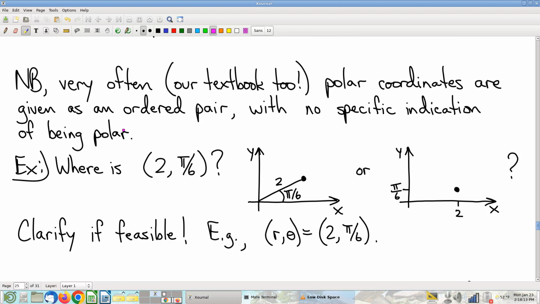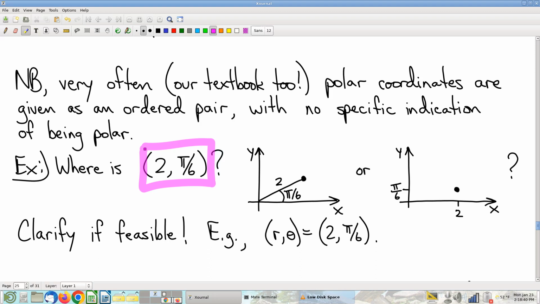Another annoying feature of having a second coordinate system is now you have to be clear from here on out which coordinate system you're using when you write a list of coordinates. So here, 2 comma pi over 6, and if I just casually, in doing some work, just write 2 comma pi over 6, where is that point?